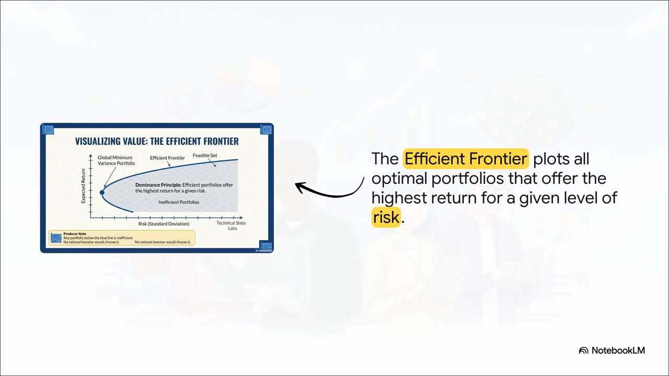So after you run all those calculations for every possible combination of assets, you can plot them on this graph. And what emerges is this beautiful curve called the efficient frontier. This line represents the absolute best of the best portfolios. Here's what I mean. For any level of risk you're willing to take, the portfolio on that line gives you the highest possible return. Any portfolio below the line is just inefficient. Why would you ever pick a portfolio down here when you could go straight up and get a better return for the exact same risk? You wouldn't. A rational investor always wants to be on the frontier.